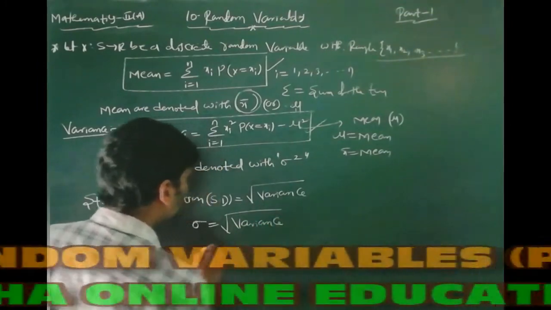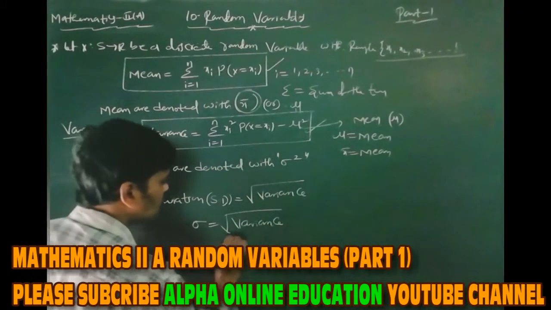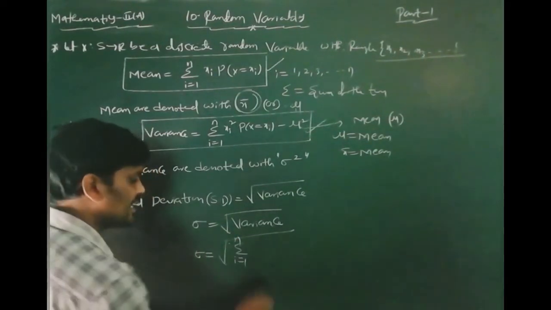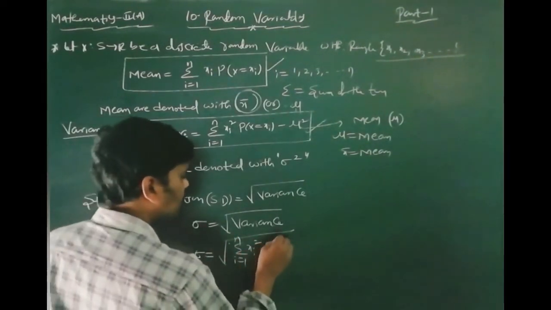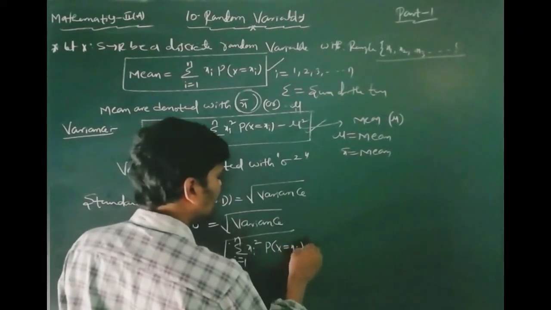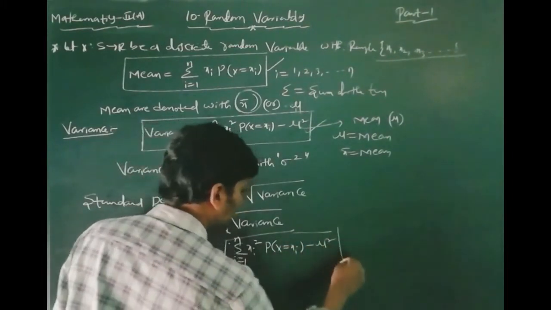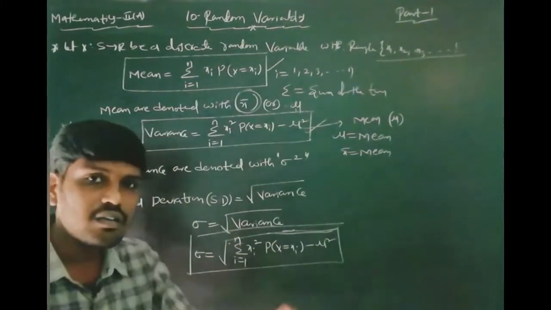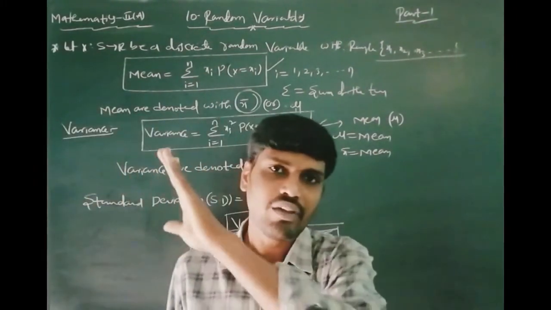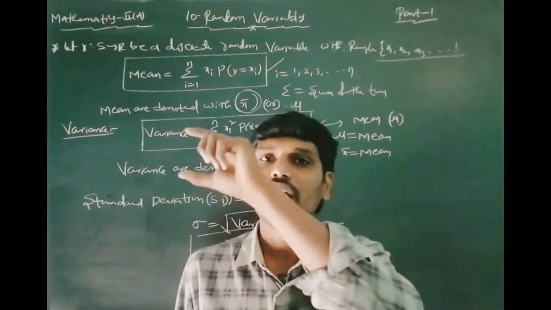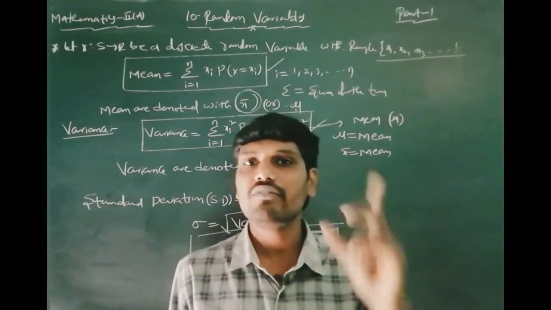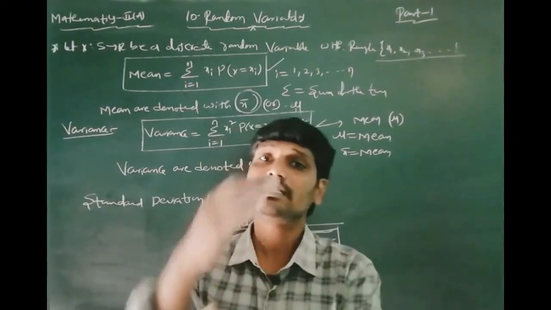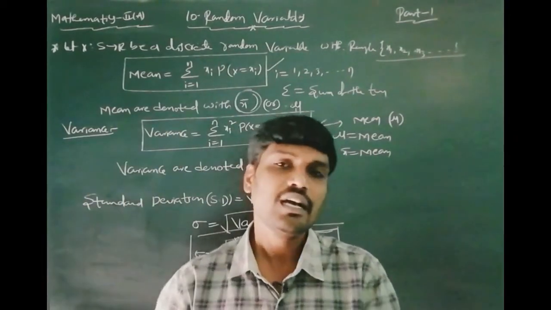What is the formula of variance? Variance formula: square root of summation of i equal to 1 to n, xi minus mu whole square into P of X equal to xi. This is the variance. The square root of variance is called standard deviation. The mean, standard deviation and variance were already explained in the measures of dispersion chapter. That is a separate way.